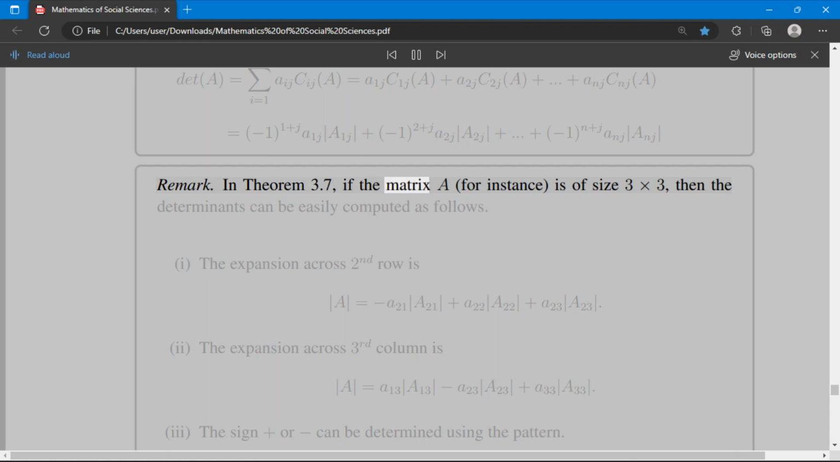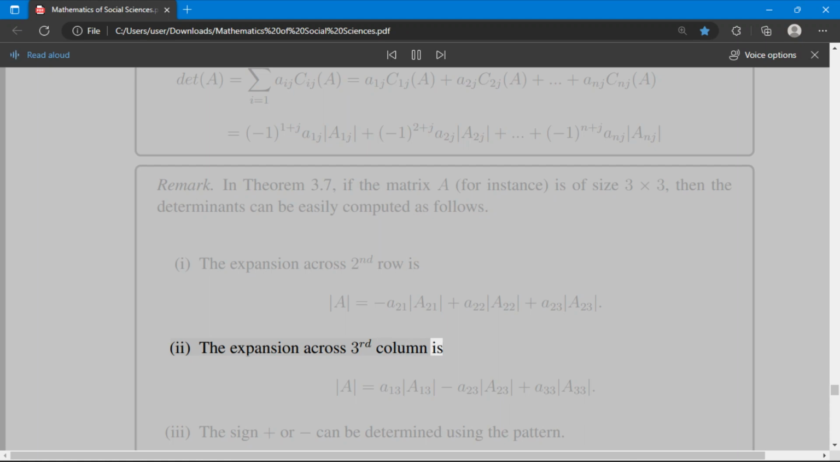Remark. In Theorem 3.7, if the matrix A, for instance, is of size 3 times 3, then the determinants can be easily computed as follows. The expansion across the second row is det A = a21 C21 + a22 C22 + a23 C23.